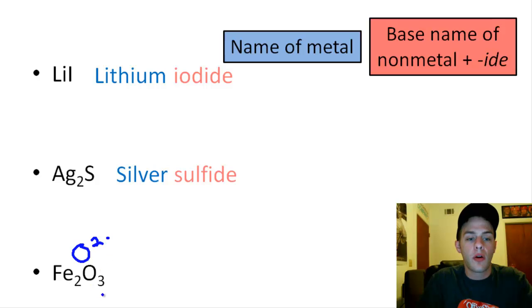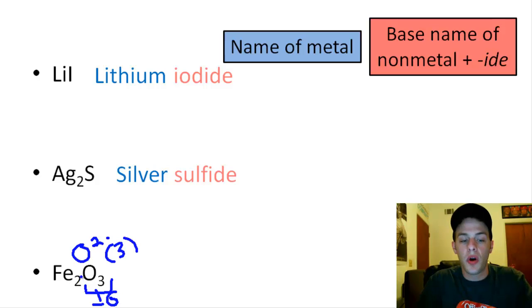O2-, and there are 3 of them. So if we take that 2- and multiply it by 3, then our total charge coming from our anions is going to be -6. So the total charge coming from our cations has to be +6, remember, because the cations and anions must cancel one another out.